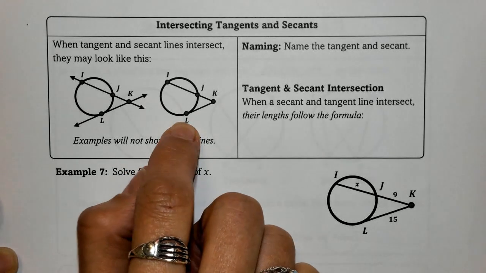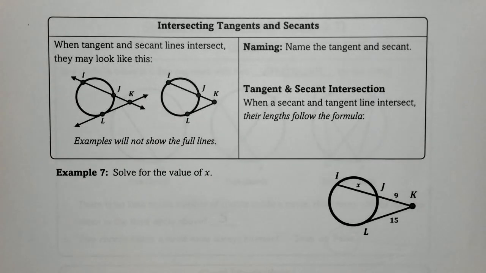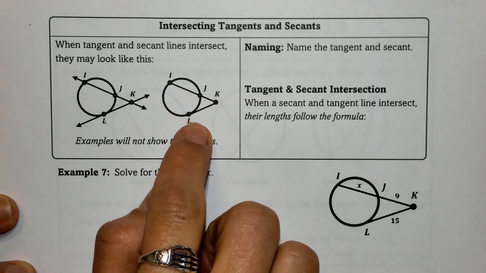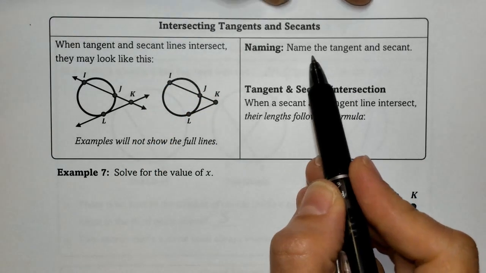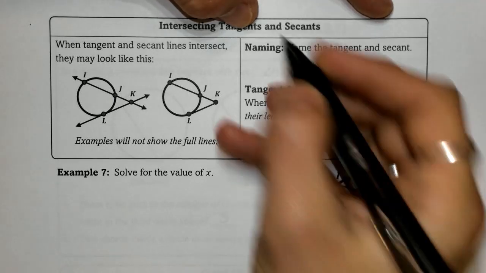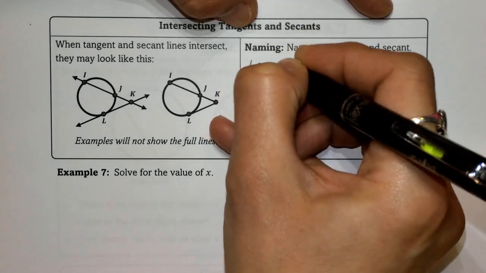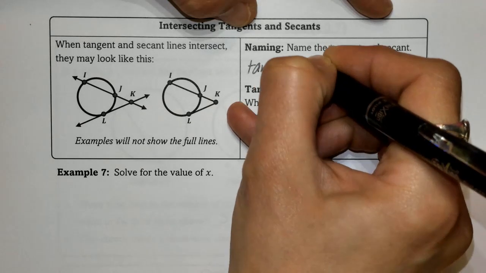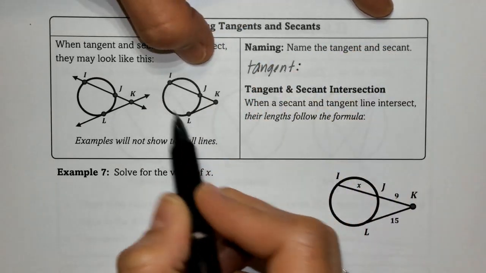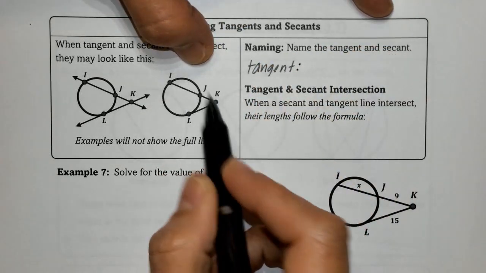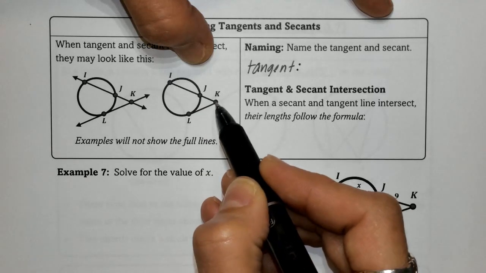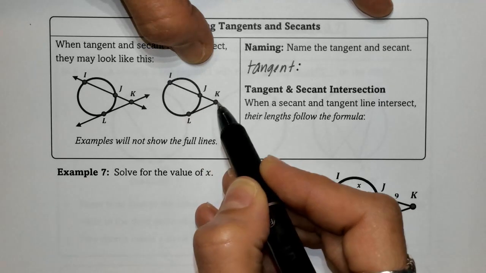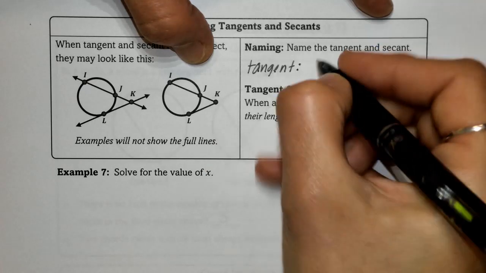So here we don't have 4 different parts like we did with the chords intersecting and secants intersecting. Now we only have 3 different parts. So here we're going to go ahead and name the tangent and the secant. Like I did with the other video for the secants, we'll use this tangent and secant segment part right here. Your tangent's going to be segment KL.